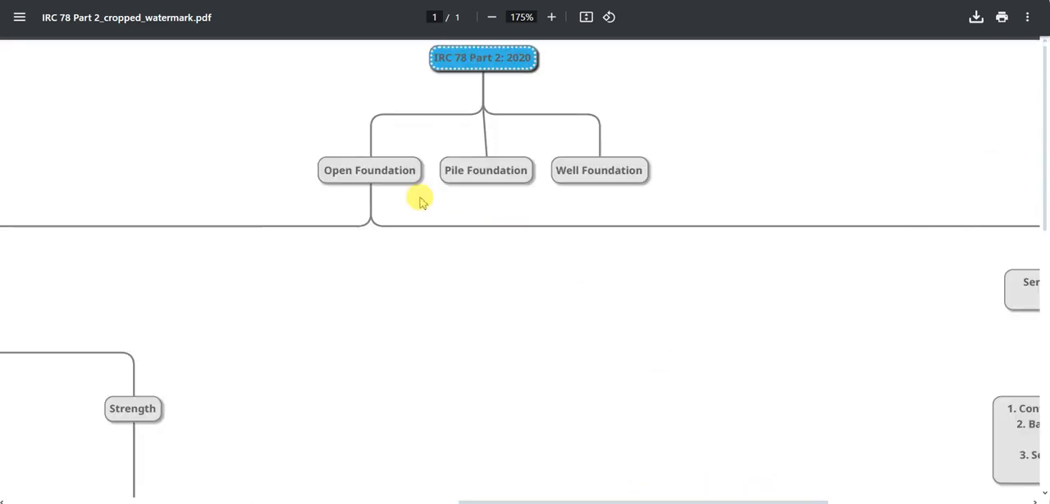So that's all for the open foundation. In the next session, we'll see the pile foundation for the same code.